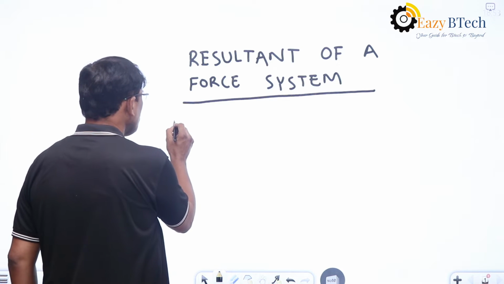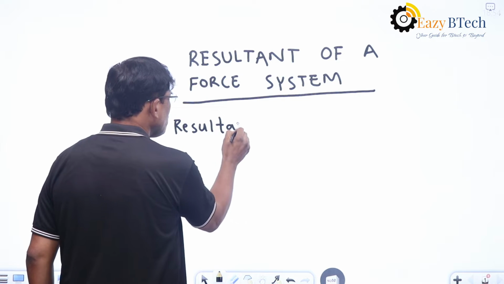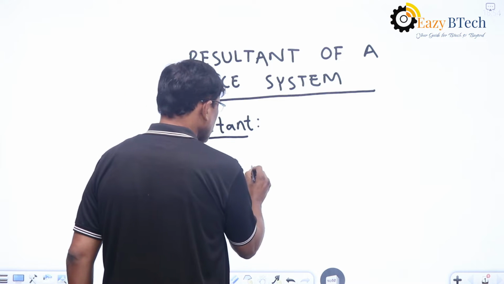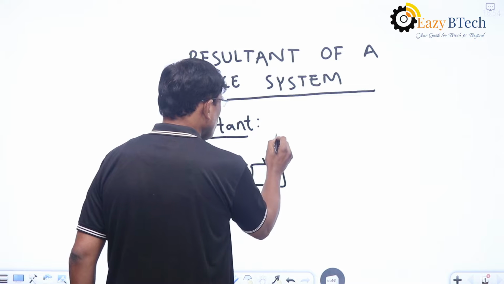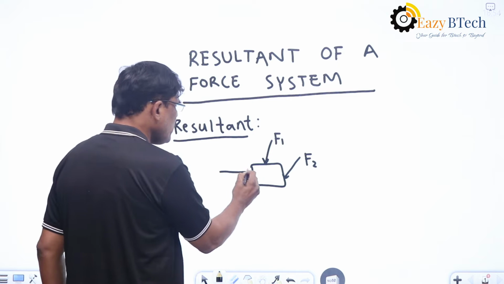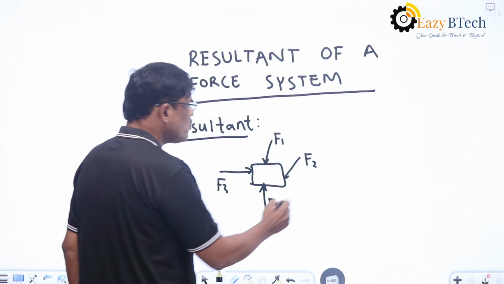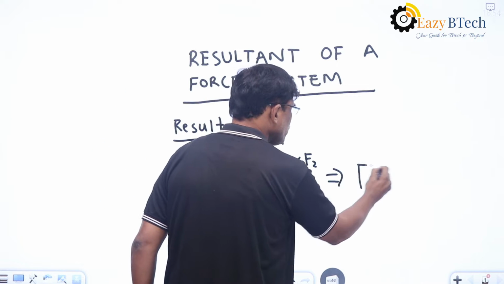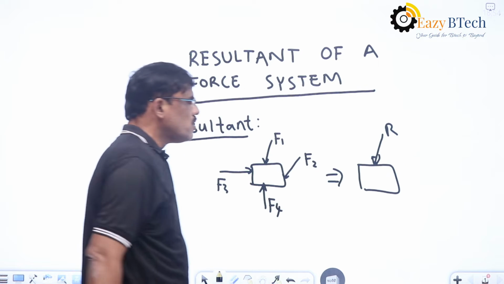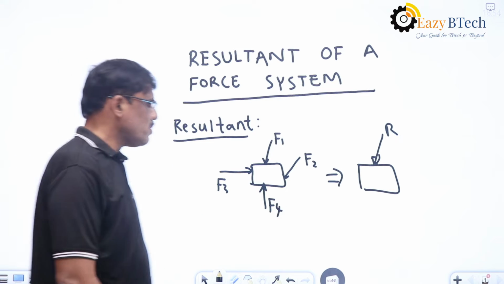As I already taught you, the resultant is a single force which produces the same effect as a number of forces. If a body is taken, let us say F1 is one force, F2 is another force, F3 is one more force, and F4 is another force. This can be replaced by a single force, which is the resultant. The resultant force is also given with magnitude as well as direction.